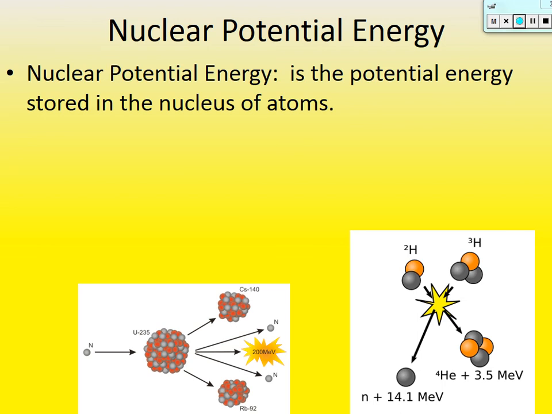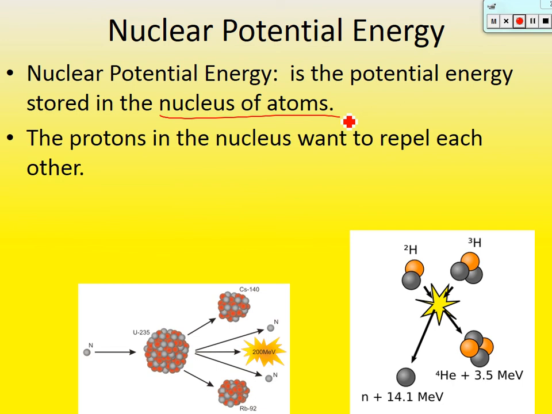Nuclear potential energy. This one's kind of interesting, so let's talk about that. Nuclear potential energy is the potential energy stored in the nucleus of atoms. Okay? The protons in the nucleus want to repel each other. What charge do protons have, guys? Positive. They're positive. Do protons like to be by each other? No, like charges want to repel.